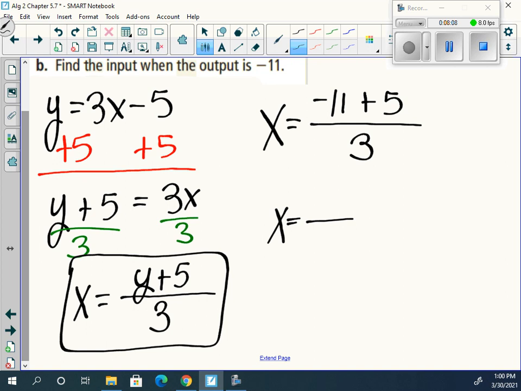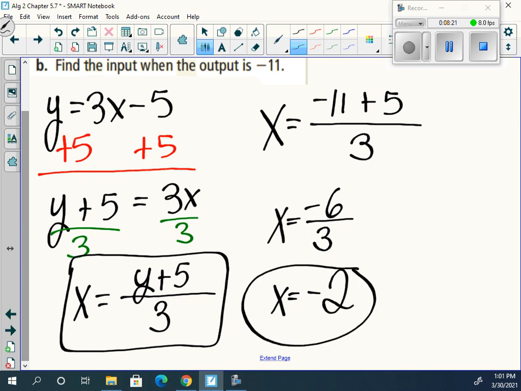Well, -11 plus 5 would be -6. Well, -6 divided by 3 is -2. And that is it. That's all we have to do for this here. Any questions on this here so far?